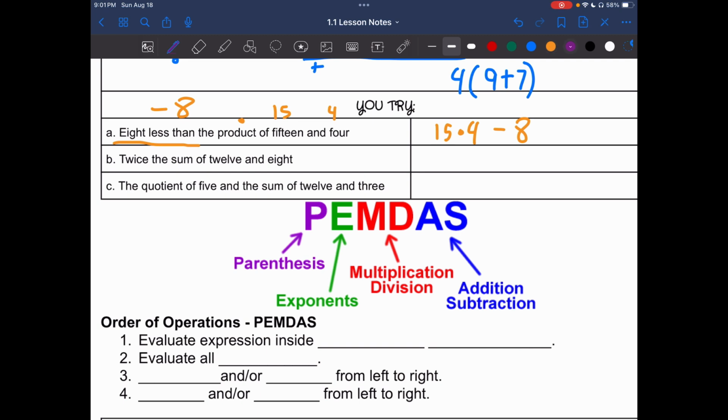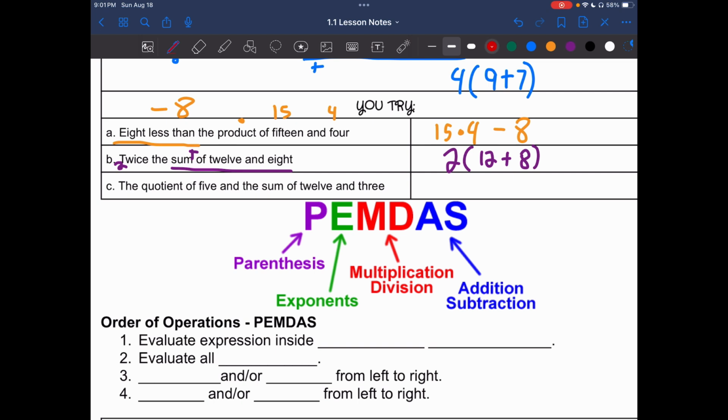Our next problem here, we have twice the sum of 12 and 8. Well, twice, I know that means 2 times. So we've got sum, we know we're doing some addition here. So we have 2 times the sum of 12 plus 8.